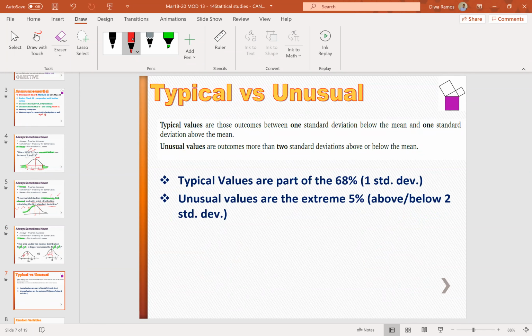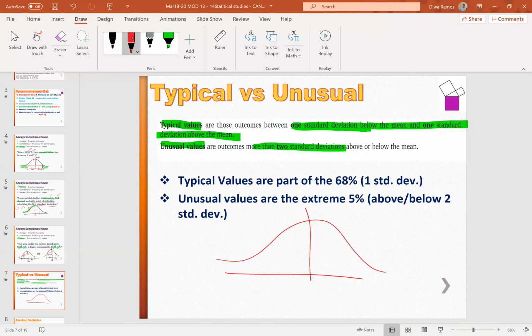Go to our next review. We're still in the review. So we talked about unusual and typical. Typical being one standard deviation above and below the mean. And unusual values, from the earlier example, are values that are beyond two standard deviations. So if you have a normal distribution, the majority of the data, about 68% of them, will be within one standard deviation.